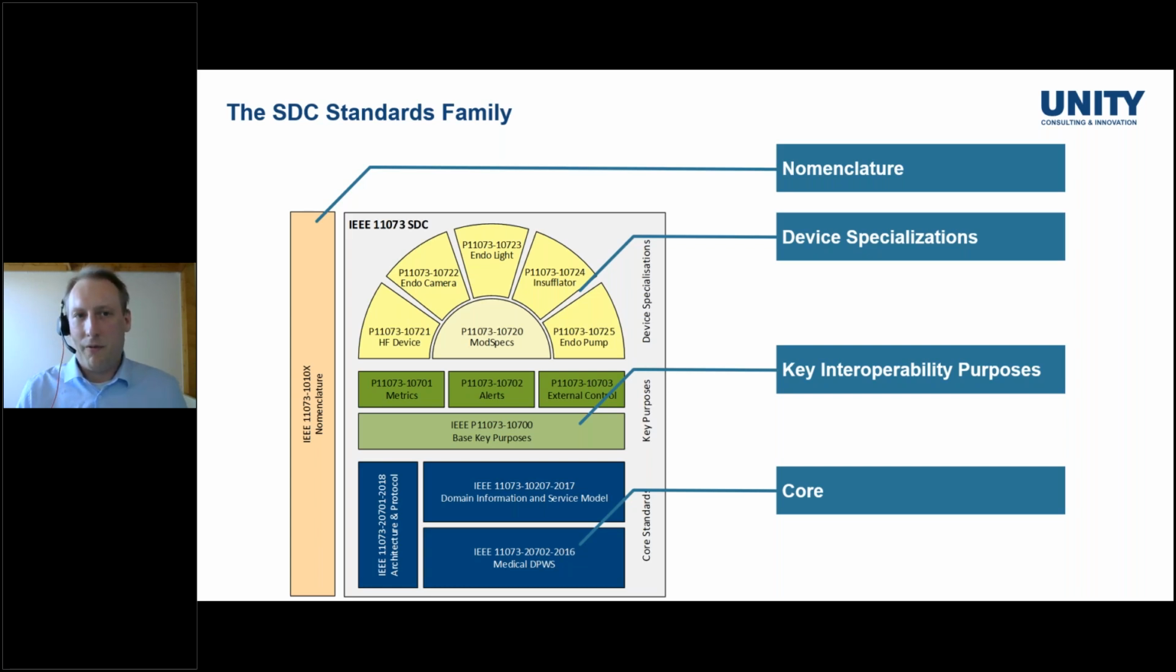On top of this, there is currently work underway to provide so-called device specializations, where manufacturers, in this case, for example, surgical device manufacturers, sit together and work more or less on a minimal content for this IFU capability description that we just saw in our example. And inside of this, it's also defined how the content should be structured and which terms from the nomenclature should be used. In the middle, the green part, are the key interoperability purposes.